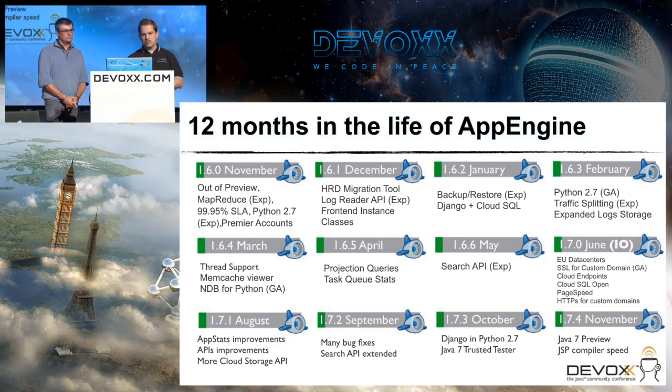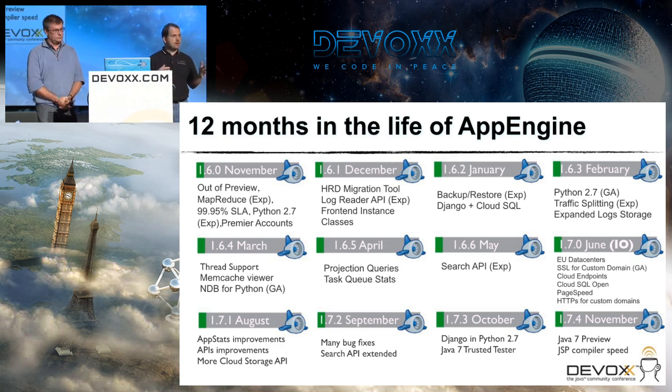So maybe a few things we can point out is that it's only been a year since AppEngine came out of preview. So it is a product today that has an associated SLA, service level agreement, which is 99.95%. We'll actually, I think we can say that, pay you money if we don't meet that SLA.